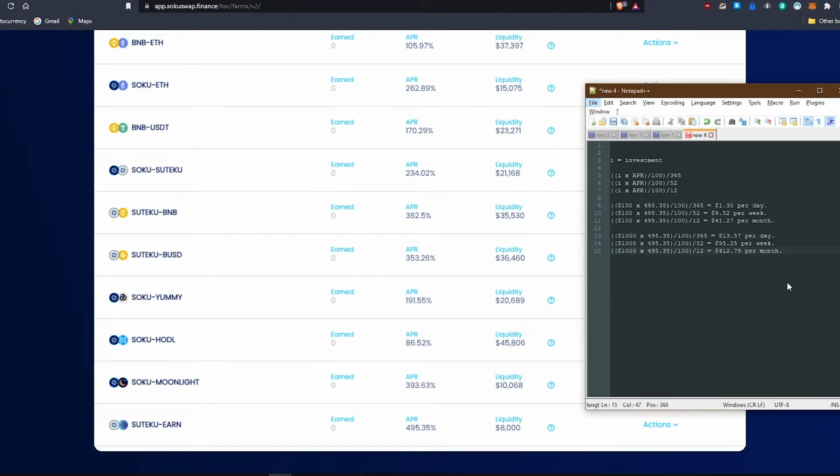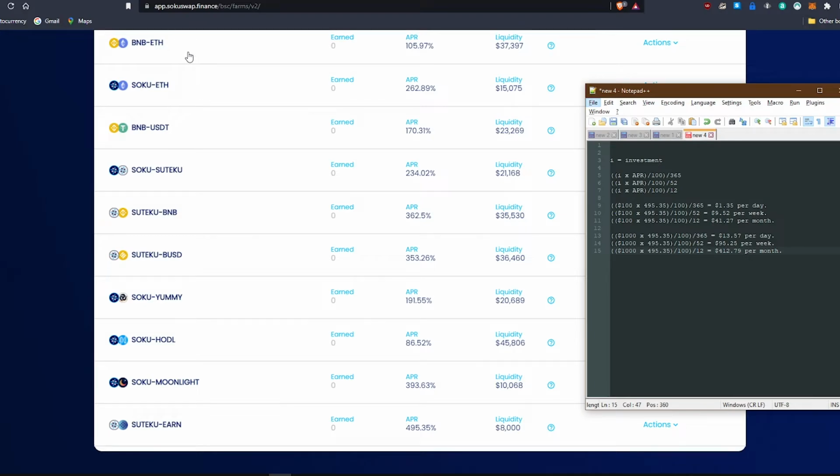In order to determine the value of your LP tokens, we will need to know two things. First, the total liquidity of the pool for the farm, and the total number of LP tokens created for that pool. The total liquidity can be found on the farm's page to the right of the APR. In order to find the total number of LP tokens for the farm, we need to know the contract address for the farm, which we can find by checking one of the transactions used to add liquidity on BscScan.